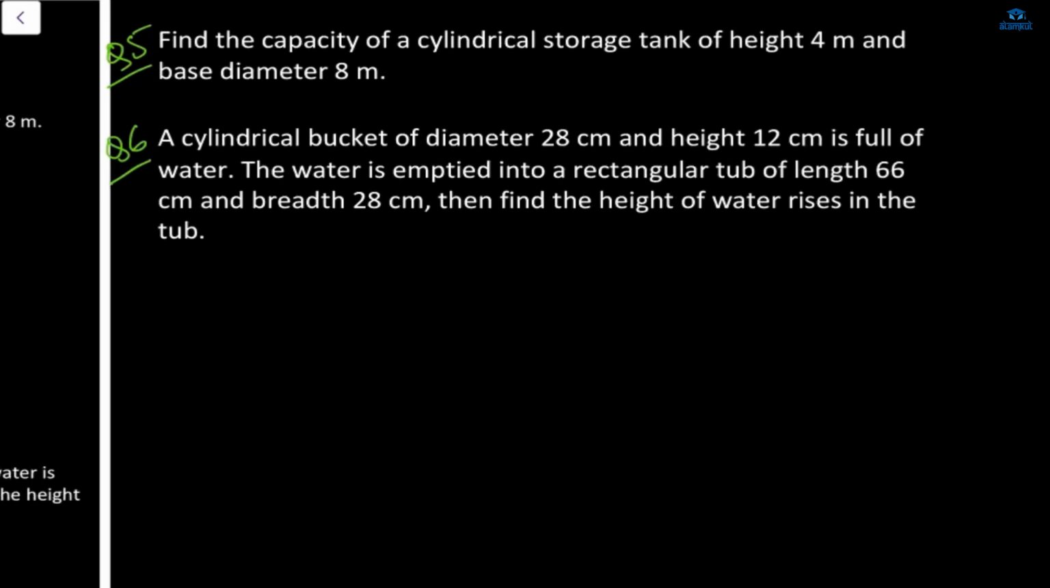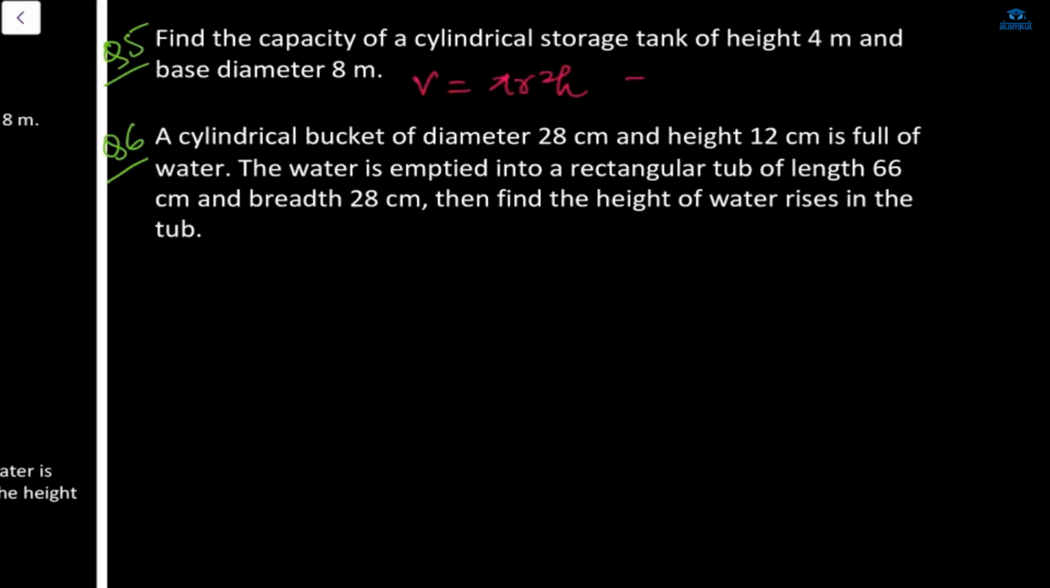Now, the volume of the cylinder is pi r square h. The height is already given, and the diameter is given, so from the diameter you can easily calculate the radius. You just have to put the values in the formula and calculate. So volume is equal to pi r square h, which is equal to 22 by 7 into 4 square into 4, because the height is also 4. Understood? You just need to calculate this, and after that you'll get the answer.